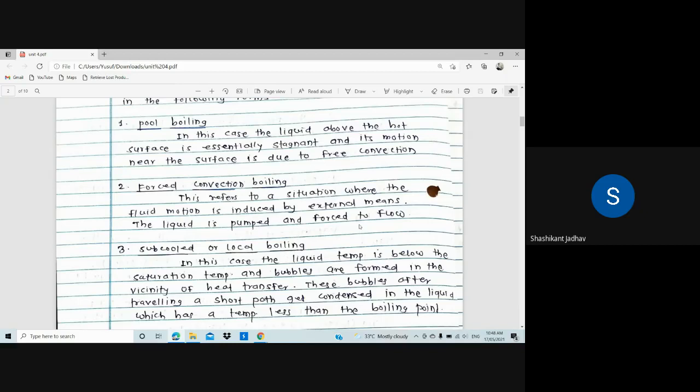Liquid above the hot surface is essentially stagnant, and its motion near the surface is due to free convection.